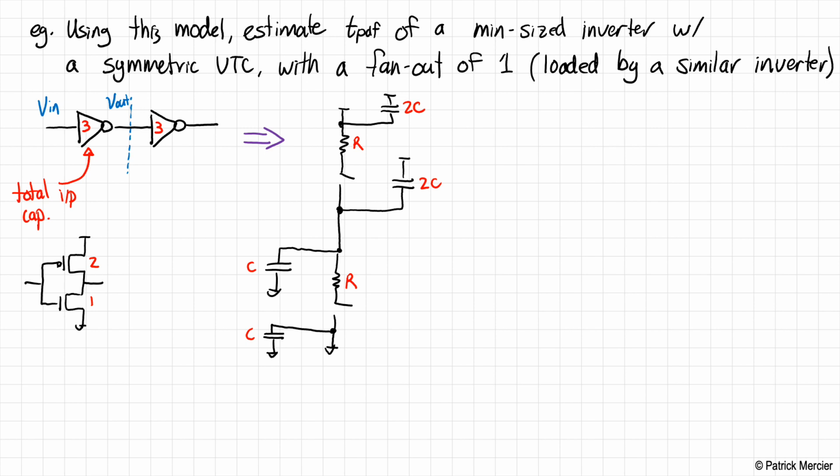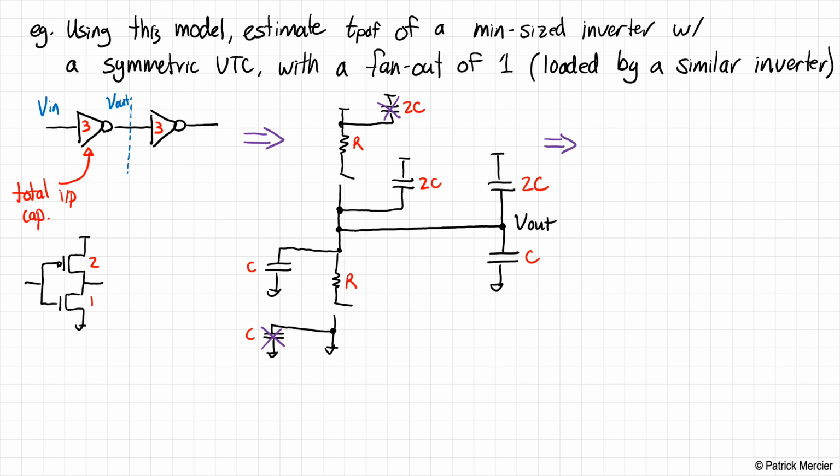Now, the other thing to note is that these capacitors here are shorted, so we don't have to consider them. And then we also need to note that we are loading this inverter with a fan out of 1, which just means it has a replica circuit attached to the other side, or to the output there, and so this has C and 2C worth of capacitance. All right, so this is our circuit model.